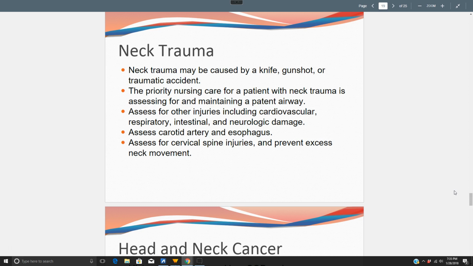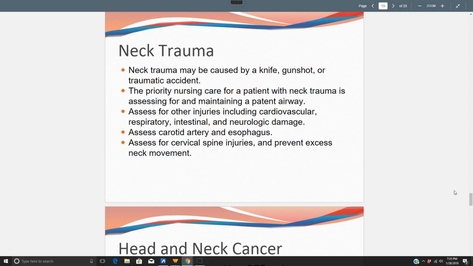Again, also assessing them neurologically, sensory as well as motor. And remember, if they bleed from the carotid, they could really have some kind of serious stroke or even death, because this is their source of blood flow to the brain. Then esophagus, look for any chest pain and tenderness, oral bleeding, and also crepitus, which is that crackling sound when palpating the skin.